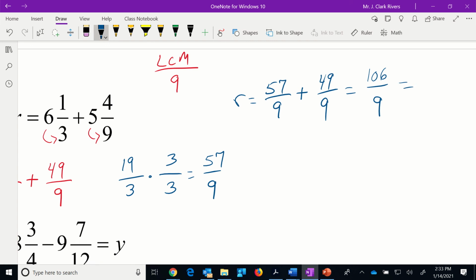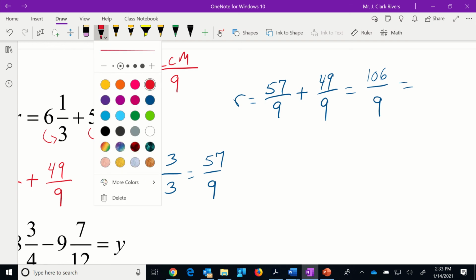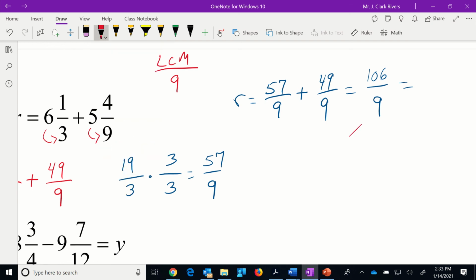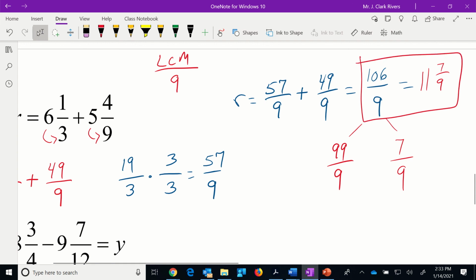Now, you could also write it as a mixed number. So in 106/9, we have 99/9, which is 11, and we're left with 7/9. So this is 11 and 7/9. Again, you can check this. 11 multiplied by 9 is 99, plus 7 is 106. It checks out. So either of these would be acceptable.